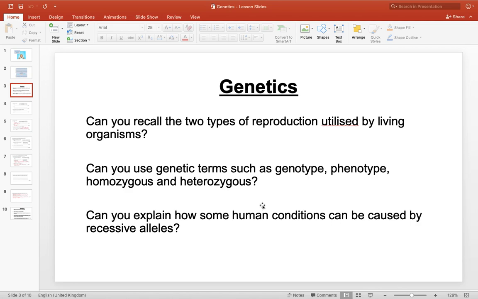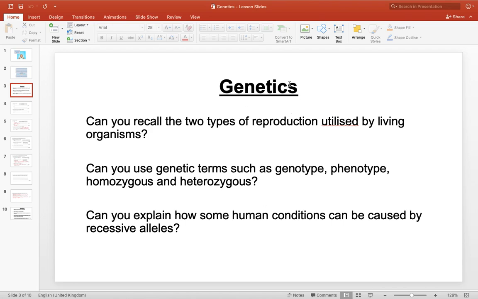By the end of this lesson, you should be able to recall the two types of reproduction utilized by living organisms. You should be able to use genetic terms such as genotype, phenotype, homozygous and heterozygous, and you should be able to explain how some human conditions can be caused by recessive alleles.